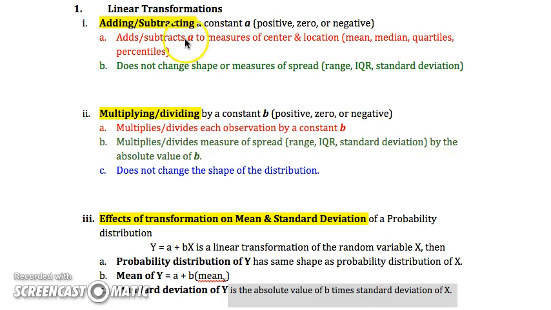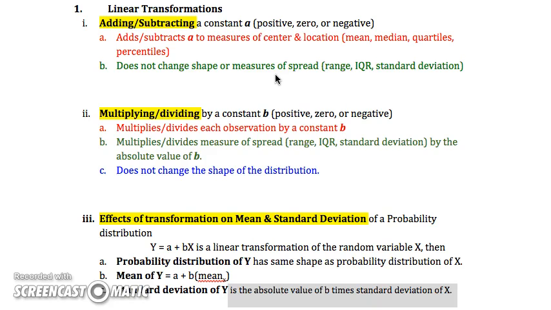Adding and subtracting a constant to measures of center and location. So adding and subtracting a constant to the whole probability distribution adds that same value, or subtracts it, if it's like adding a negative number, to measures of center and location. So mean, median, quartile, so on. It doesn't change the shape at all. Picture the whole thing shifting. Right for a positive number, left for adding a negative number, subtracting a positive.